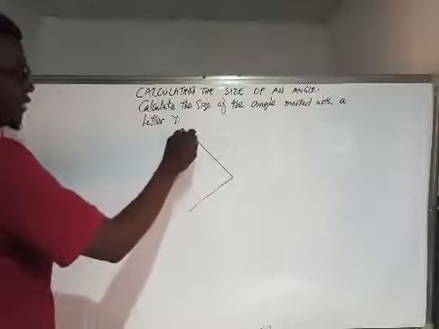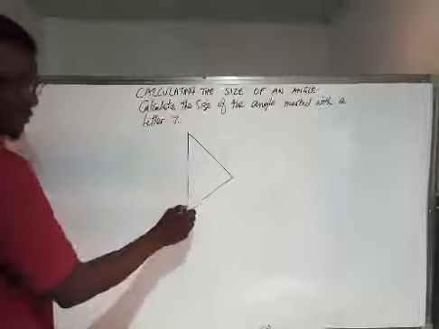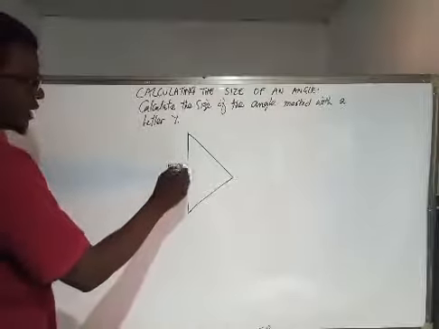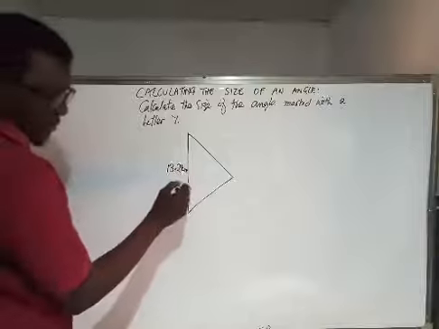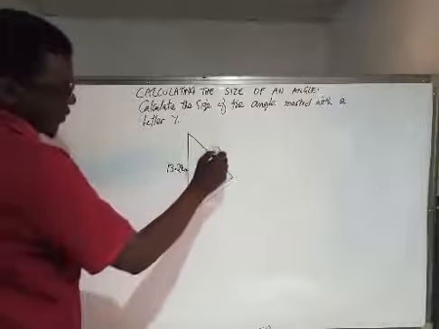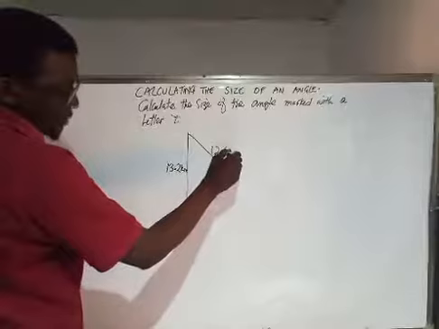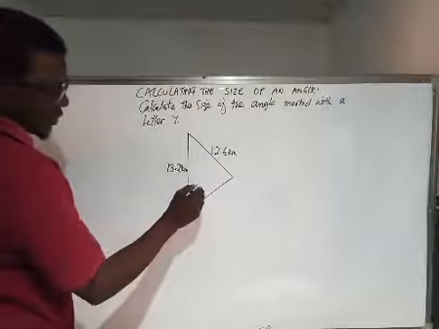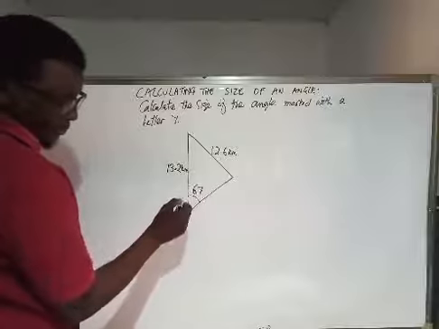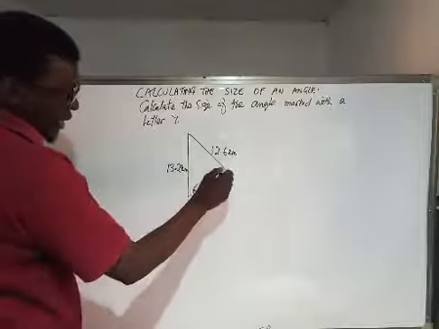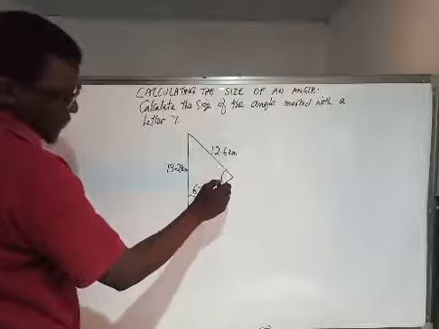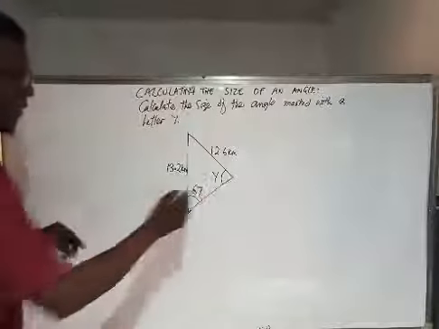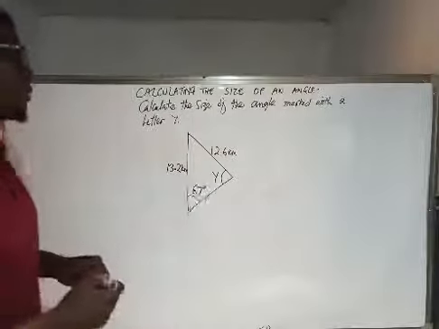I've not dealt with decimals. It's important that we also deal with decimals. 13.2 kilometers. 12.6 kilometers. The angle here is 67, and the angle we are looking for is y. Okay? The same procedure.